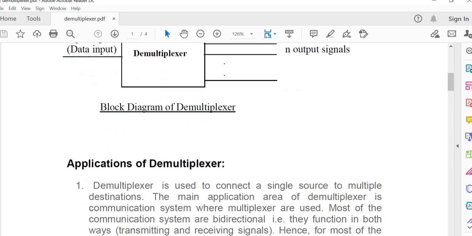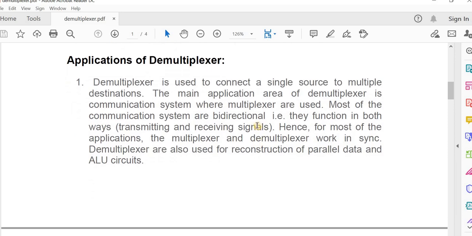So now the applications of demultiplexer. A demultiplexer is used to connect a single source to multiple destinations. The main application area of demultiplexer is communication systems where multiplexers are used. Where multiplexers are used, demultiplexers are also used. Most communication systems are bidirectional, that is, they function both ways, transmitting and receiving signals. Hence for most applications the multiplexer and demultiplexer work in synchronization.